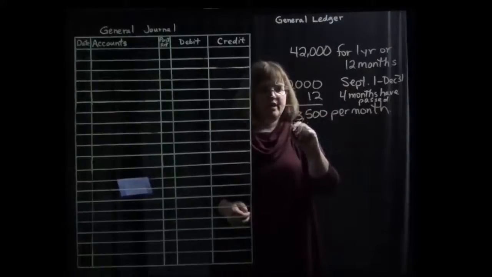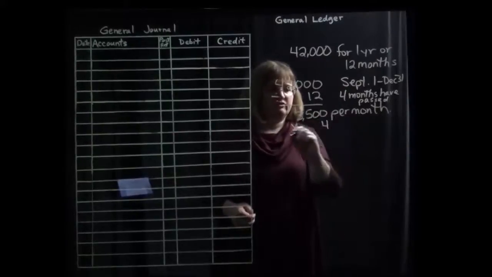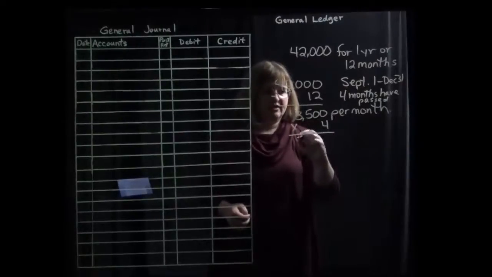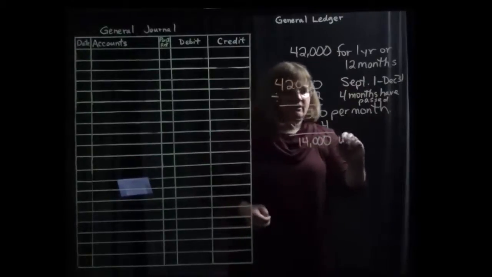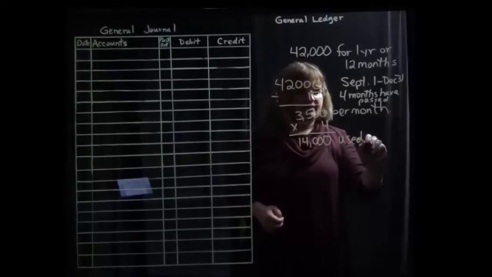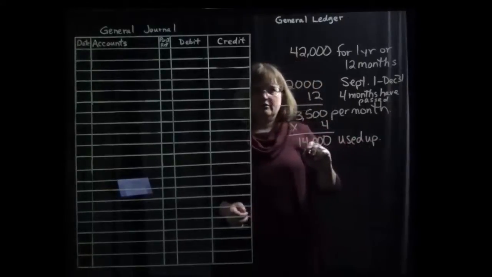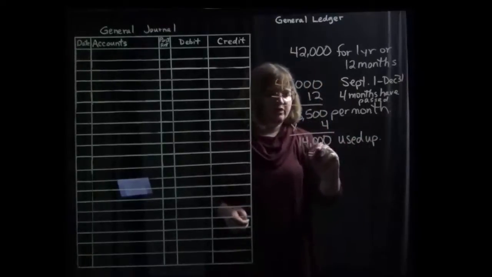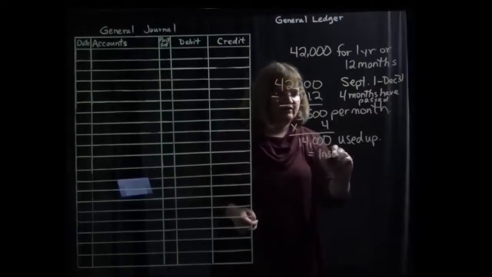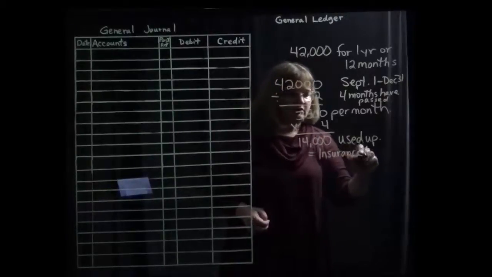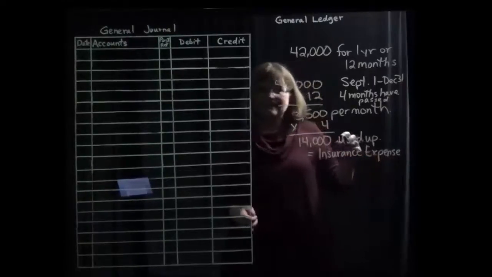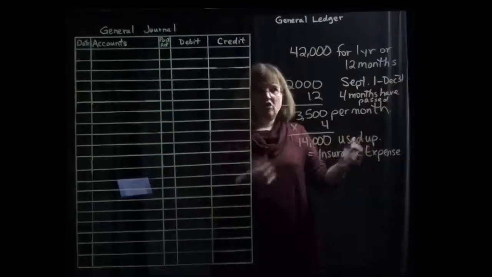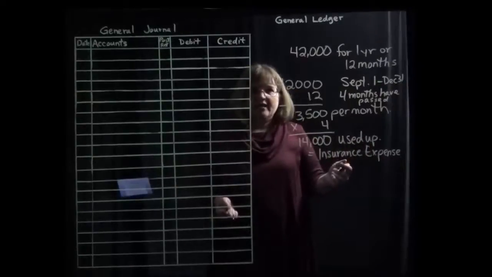So if we then multiply the monthly insurance cost by the 4 months that have passed, that means we have $14,000 of that policy that has been used up. That's the amount that we want to represent our insurance expense, because that's the portion that no longer is an asset. Instead, it's a cost that has expired, and therefore that is insurance expense.